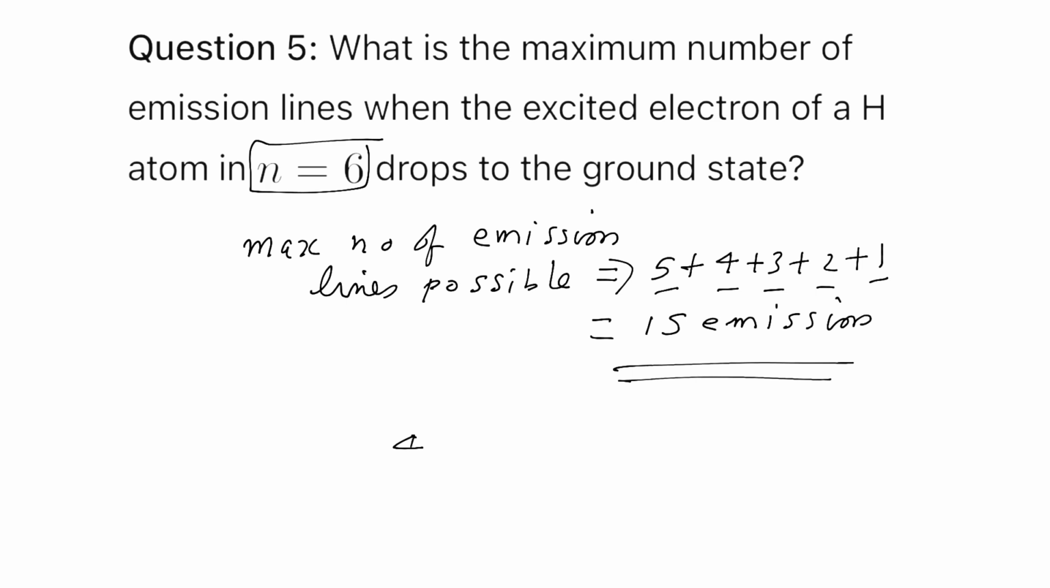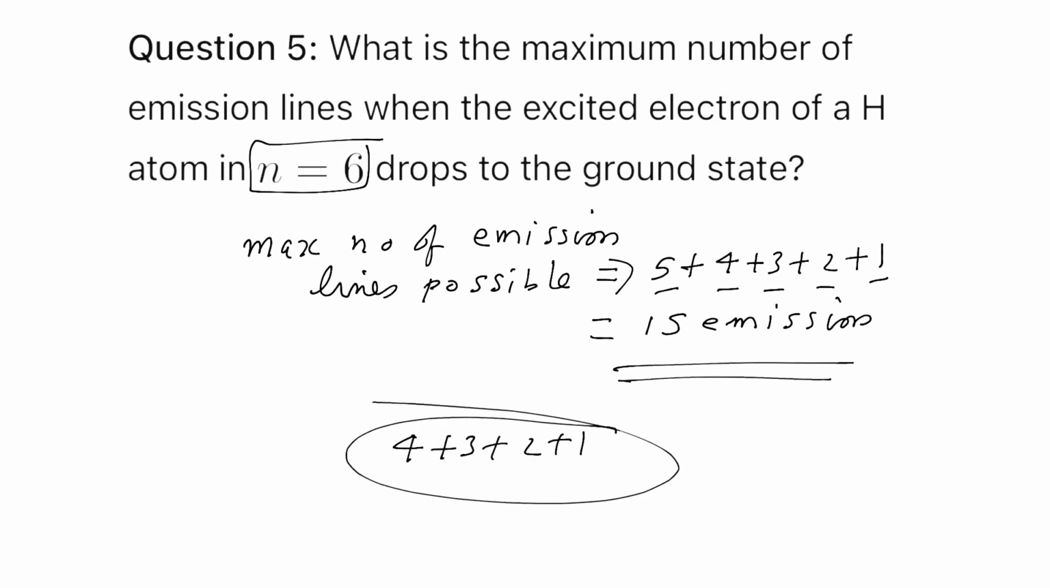Start from 4. 4 plus 3 plus 2 plus 1. Understand, right? Here it is starting from 6, so our calculation has to start from 5. n minus 1. If n is equal to 6, start from n minus 1, that is 5.